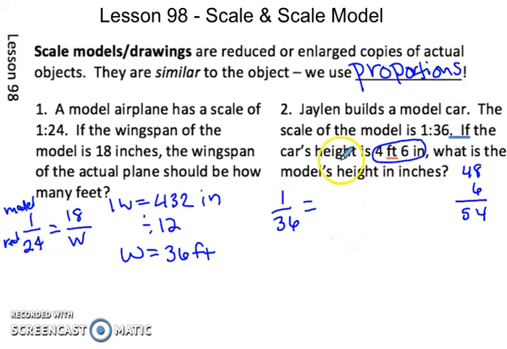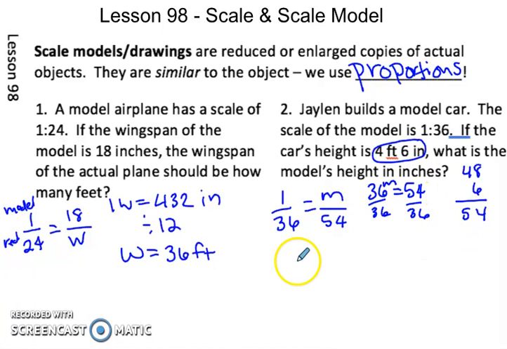So this is the actual car's height. That's 54. So my actual car's height, this was the model. This is the actual car. So my 54 this time is going to go in the denominator. So that is something you have to pay attention to, where the number goes, numerator versus denominator. And so I'm looking for the model's height in inches. Cross multiply. We get 36 is equal to 36m. Don't forget your variable. Divide by 36.